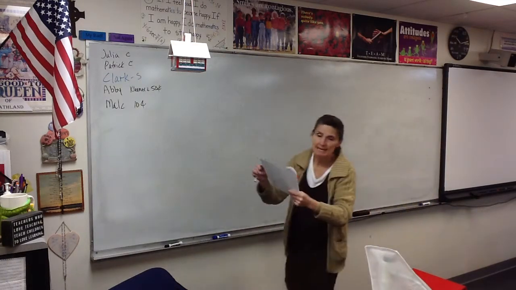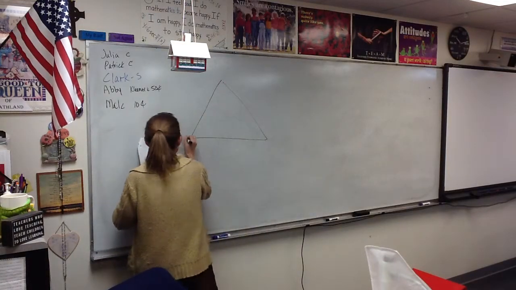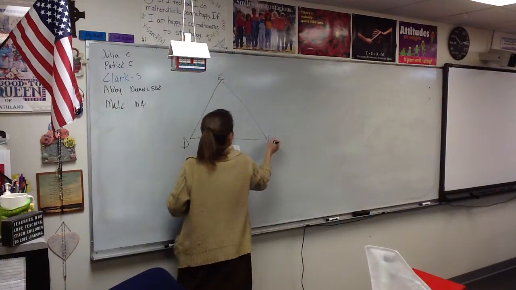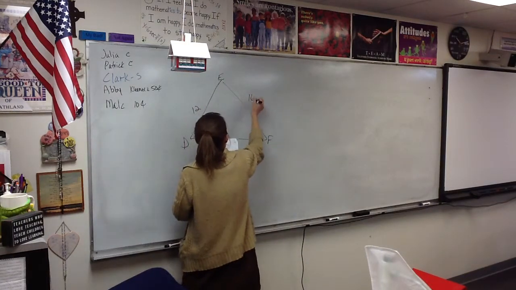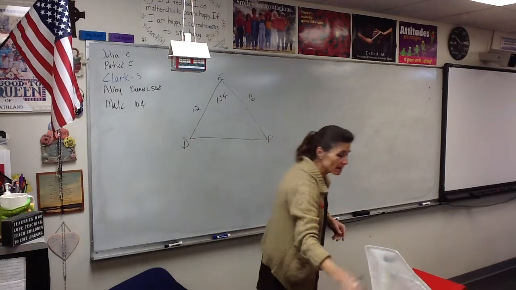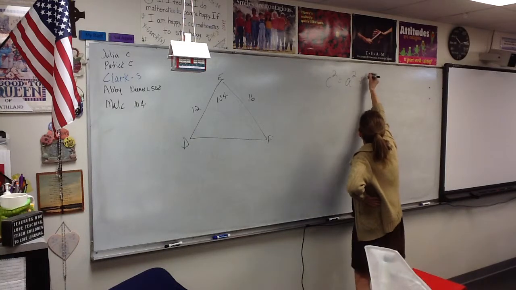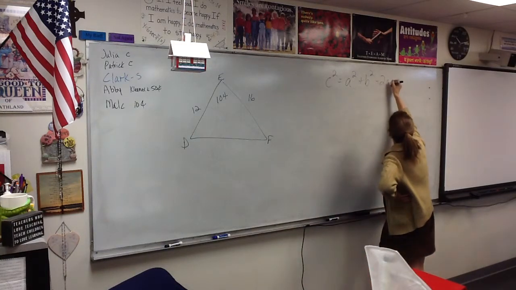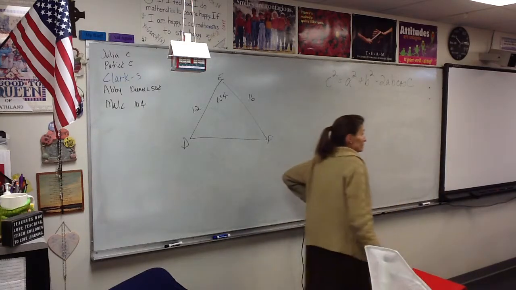Let's try C. Now I'm going to skip one for a minute. We're going to C. Now I'm going to put my law of cosines back up there. I know this is a lot. But most kids find this easy after they practice a few times.